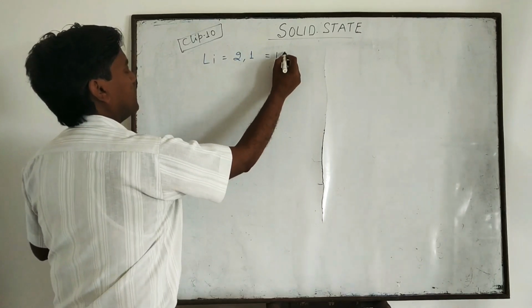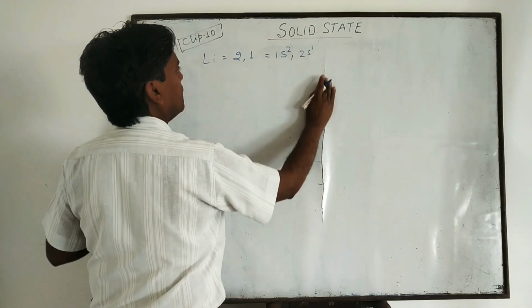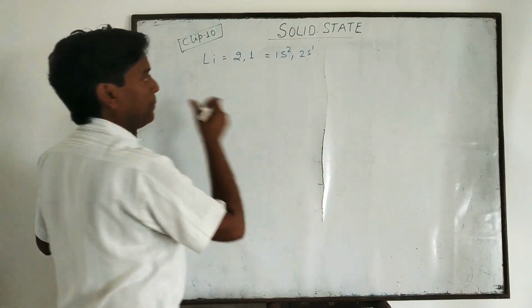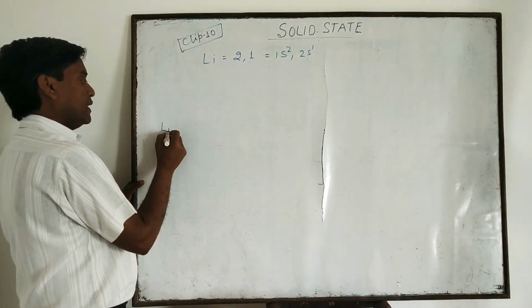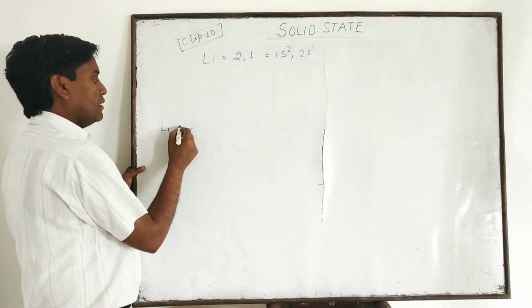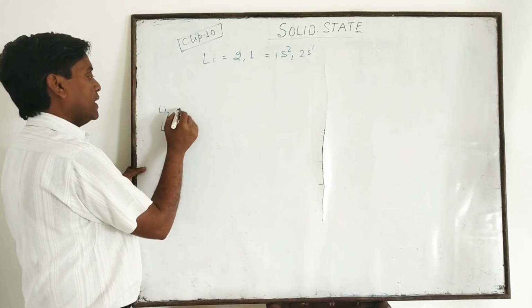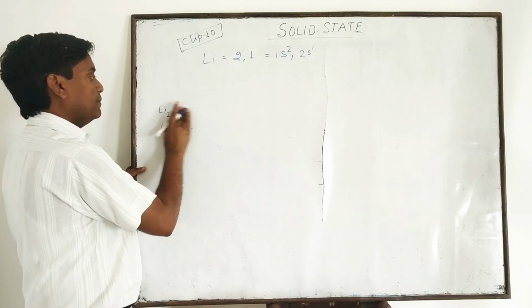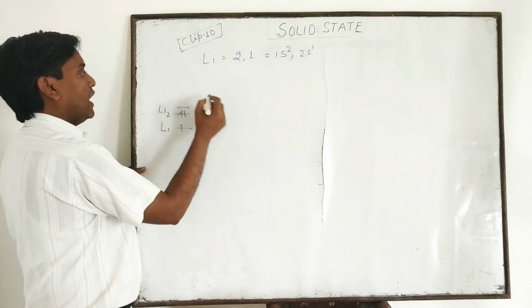That is, you can say 1s2, 2s1. Students, if one lithium is there, then one atomic orbital is there, with one electron. If two lithium atoms are there, Li2, then two orbitals are there, and in one orbital two electrons are there.